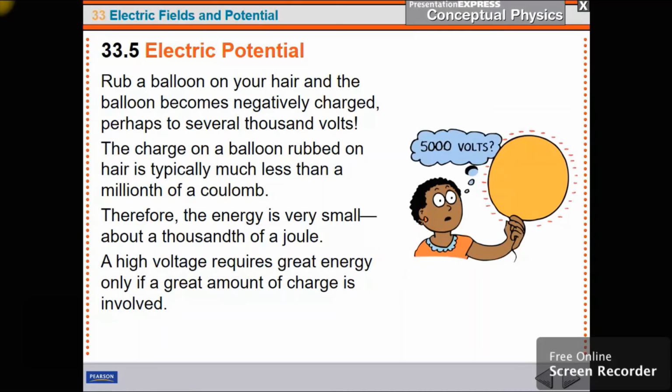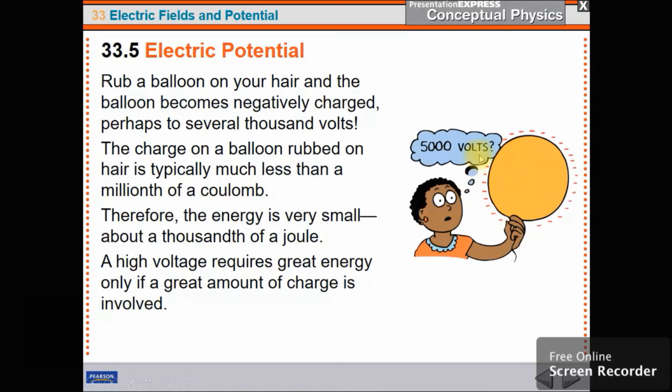So here we are back at the old balloon on the head. Everybody loves that trick. You probably know, I've heard that 110 or 120 volts comes out of the wall socket, and that's definitely enough to kill you. But if you rub a balloon on your hair and the balloon becomes negatively charged with all those electrons, how many volts are on there? Yeah, it can be several thousand volts.